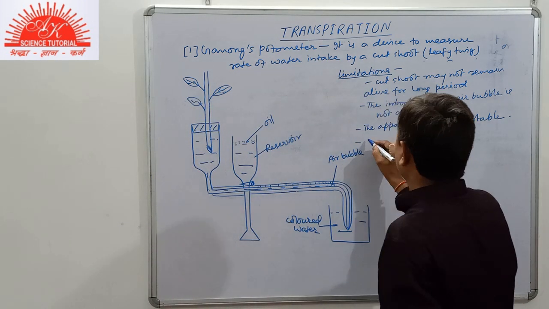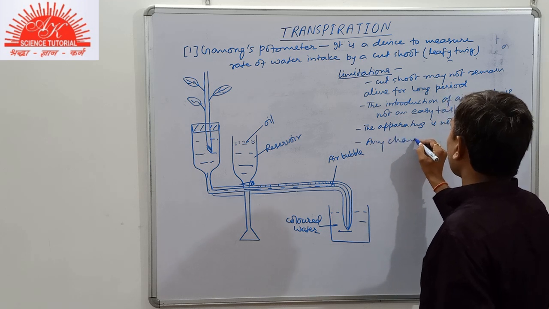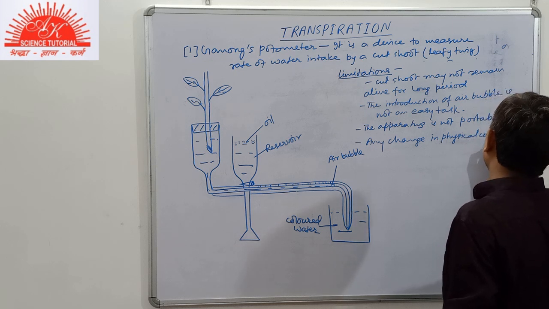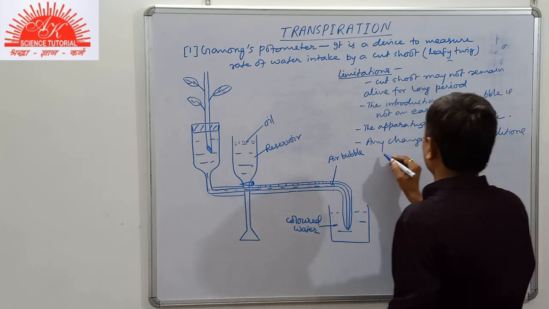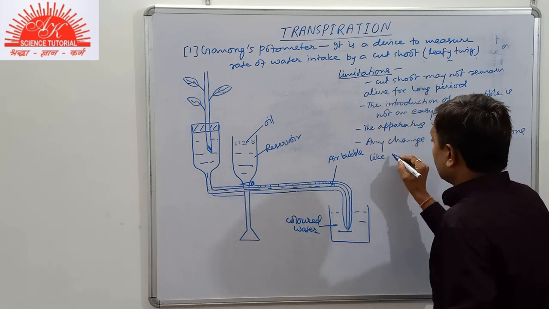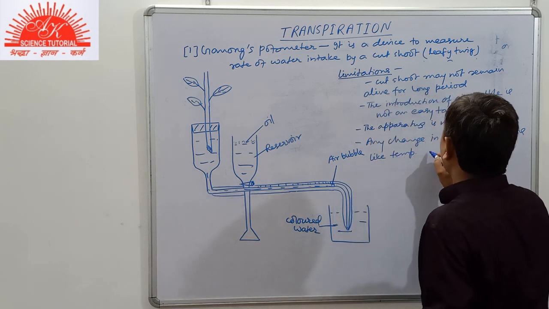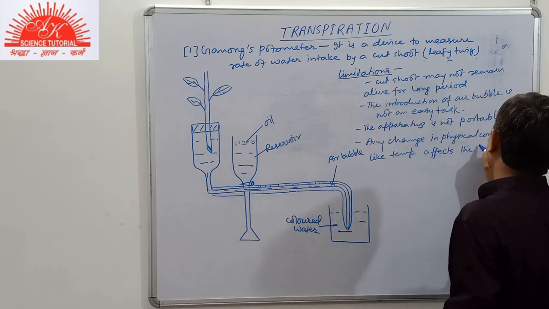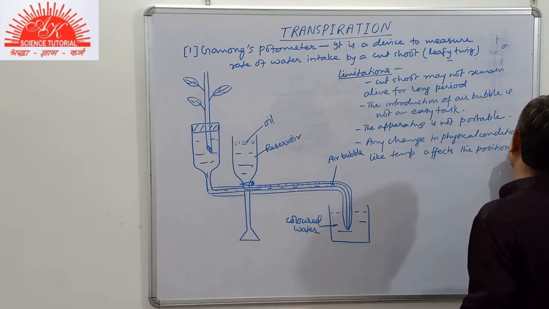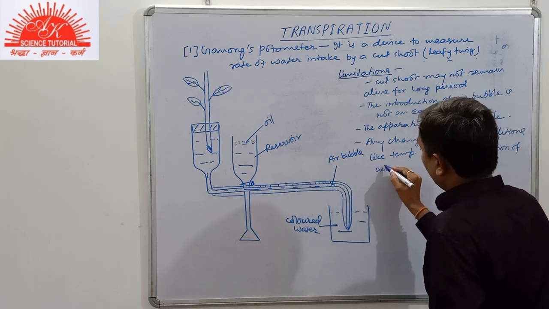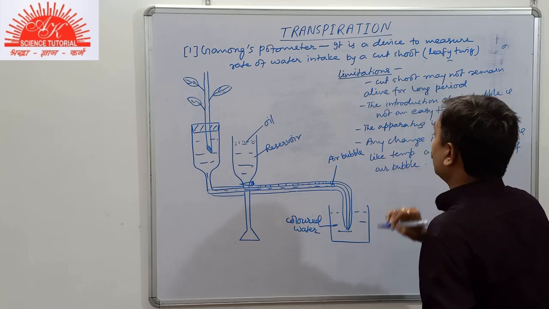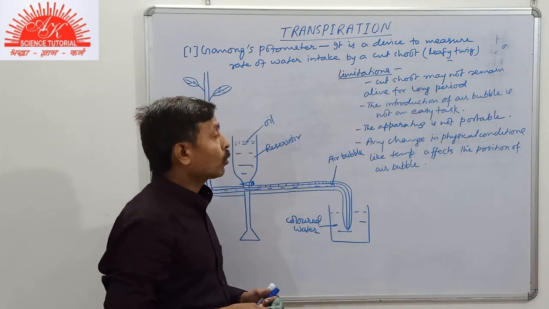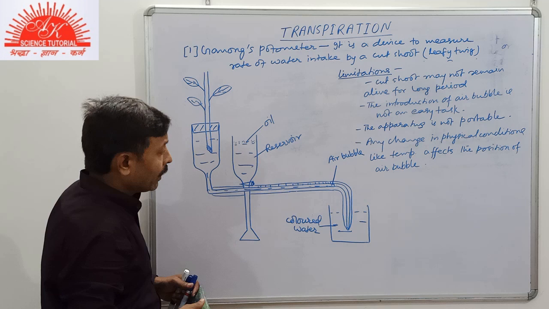Now next, any change in physical conditions like temperature affects the position of air bubble. So these are the 4 limitations or demerits of Ganong's potometer. Now this is about it.